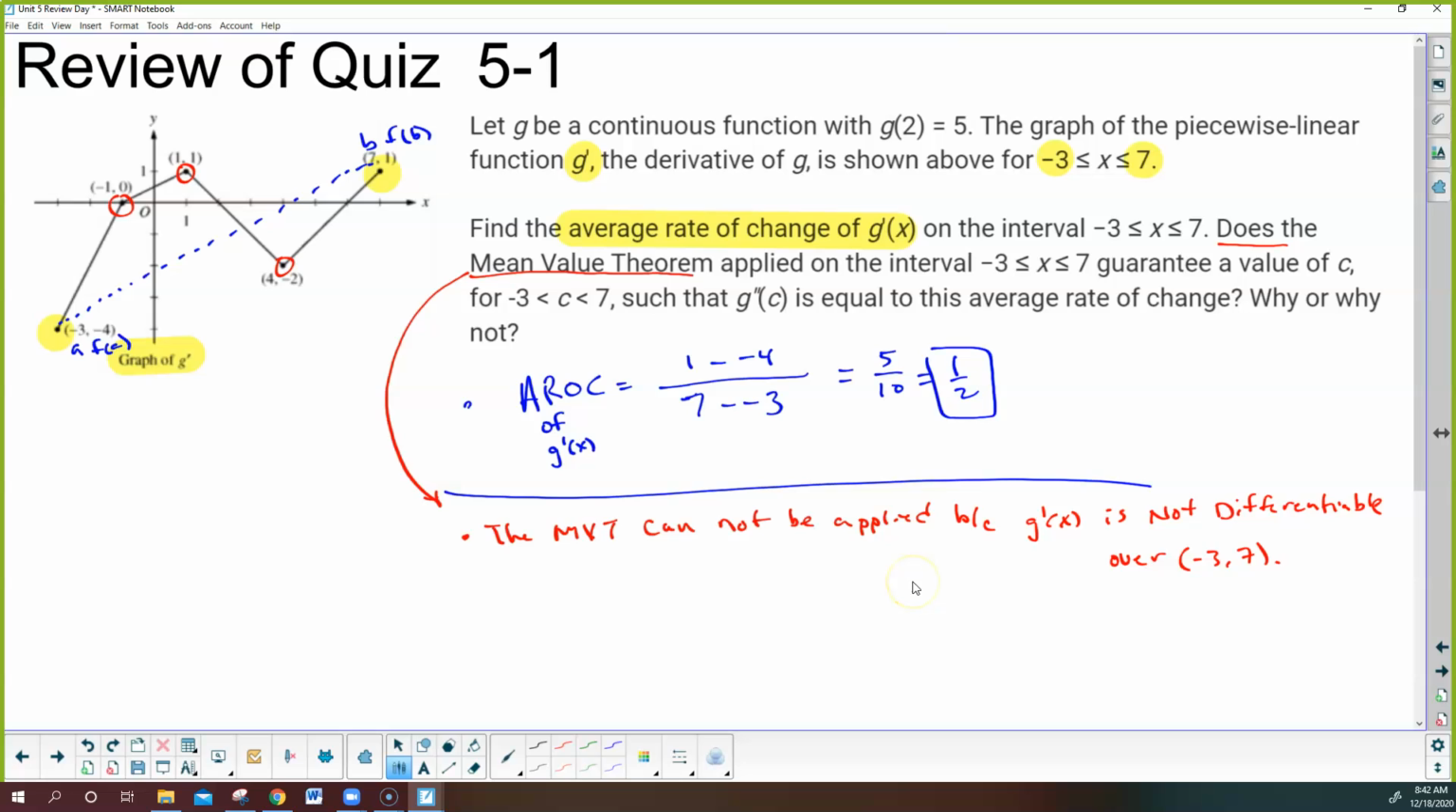And there's different ways you can explain that, but that's it. You just have to say it's not differentiable. You don't have to say why. You can say the slope on the left is not equal to the slope of the right at these 3 points, but just using that word non-differentiable, you're done.